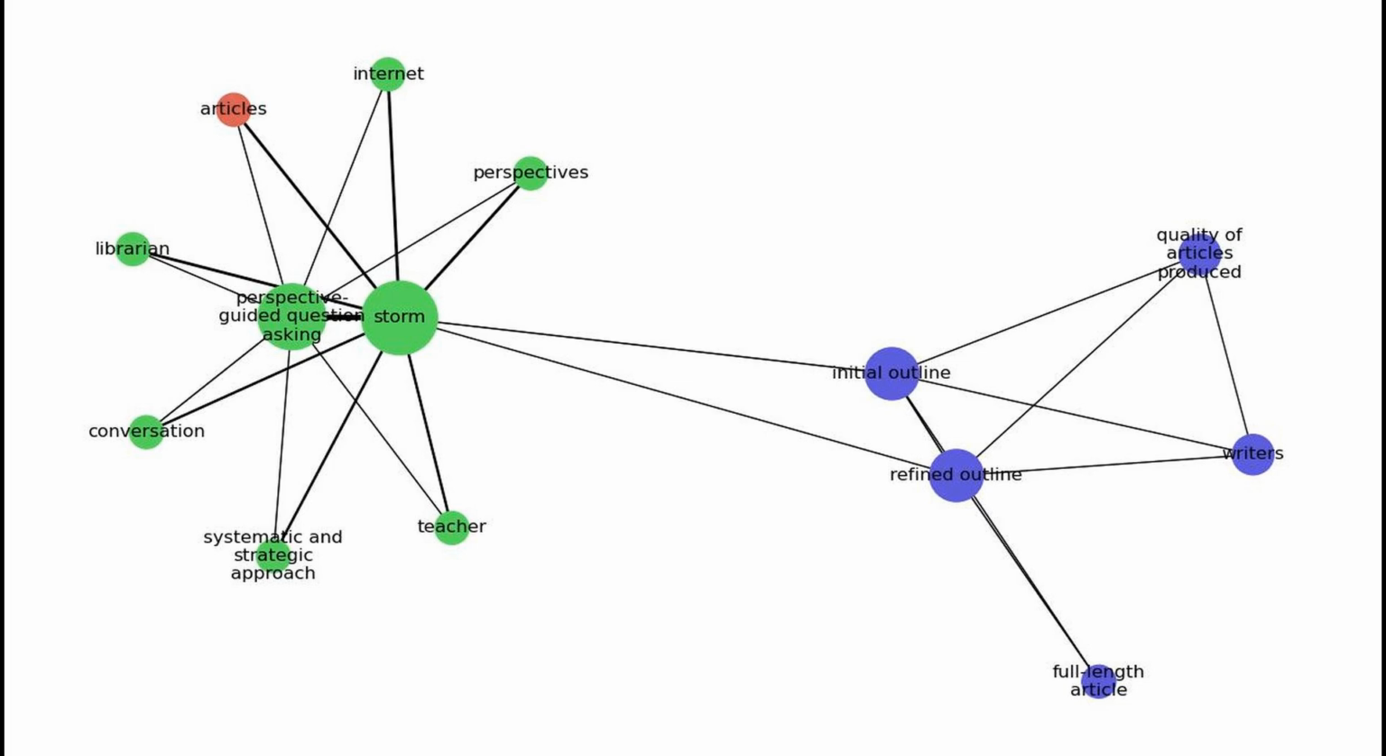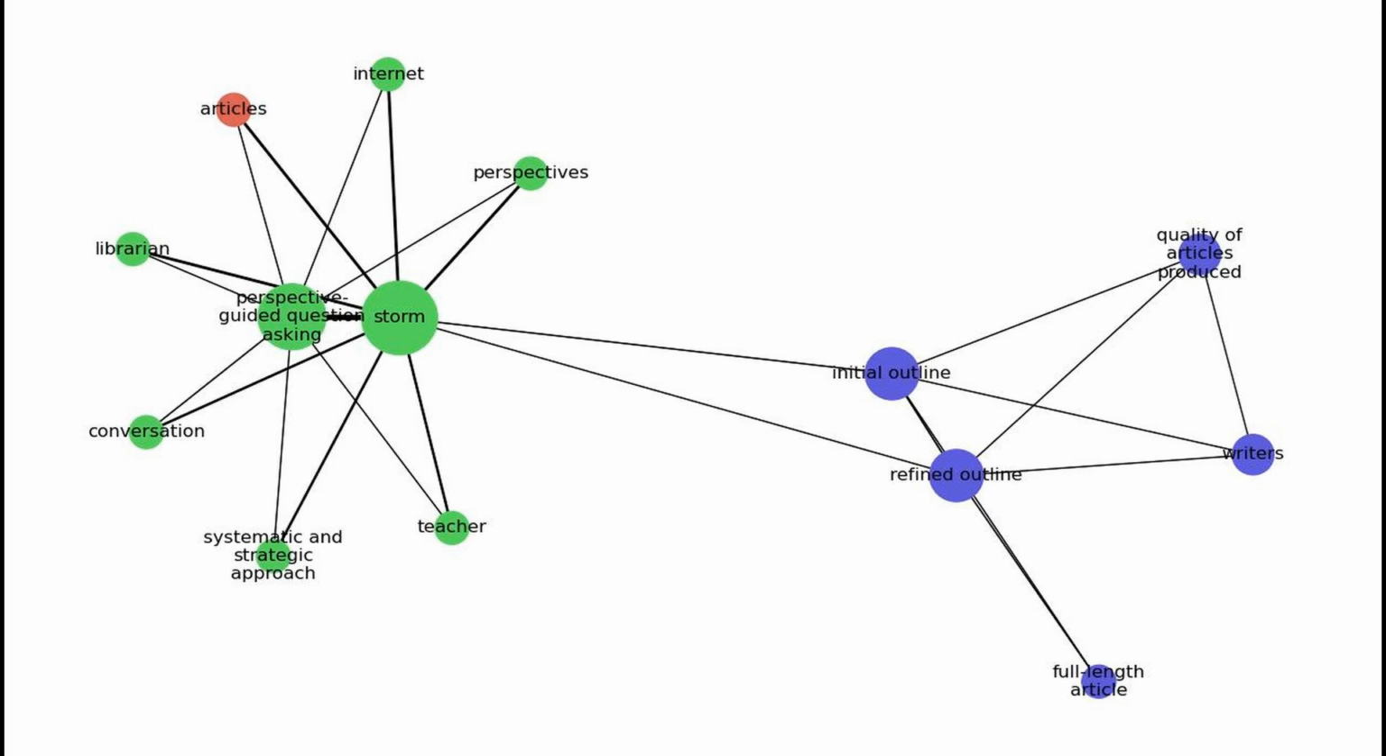Next, Storm uses a technique called perspective-guided question asking. Imagine it as having a conversation with a knowledgeable expert who answers questions about the topic. The system simulates these discussions, gathering insights and facts from trusted sources on the internet. This process is like asking your teacher questions to get better information before starting your homework.